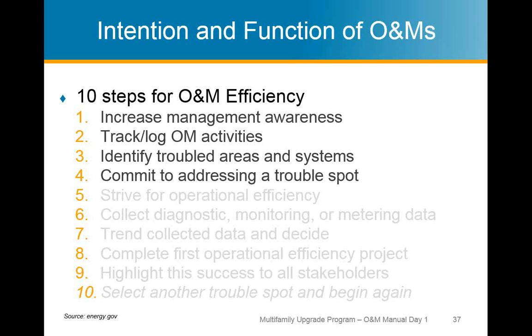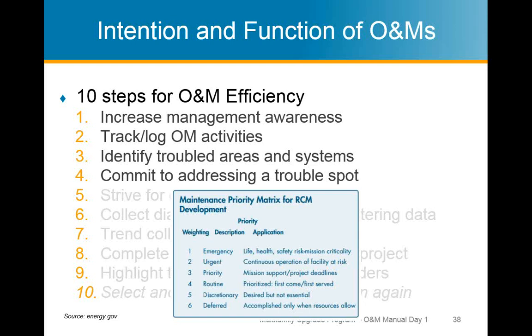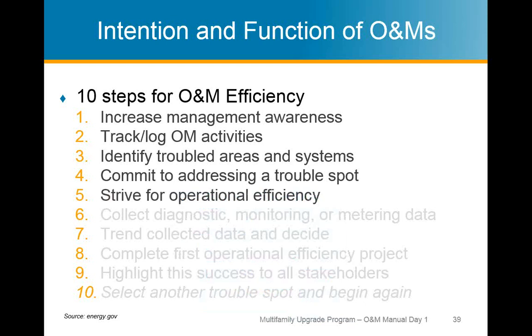Or if you don't like that, you can do a maintenance priority matrix and prioritize things based on how urgent they seem. Obviously, things that are health and safety related would be of utmost importance. And you kind of go down the list from there, and you can prioritize or deprioritize based on how you see fit. But pick one thing, and then strive for operational efficiency with that one thing.